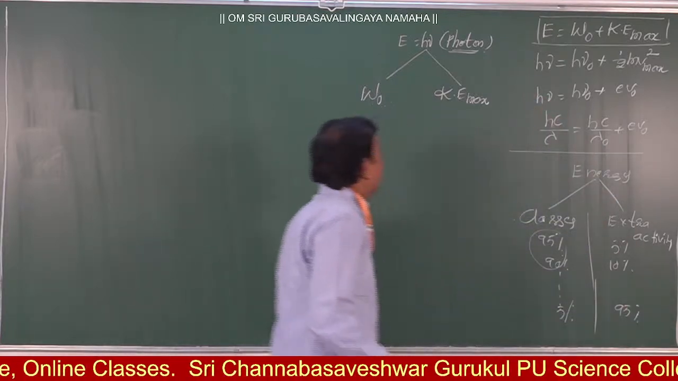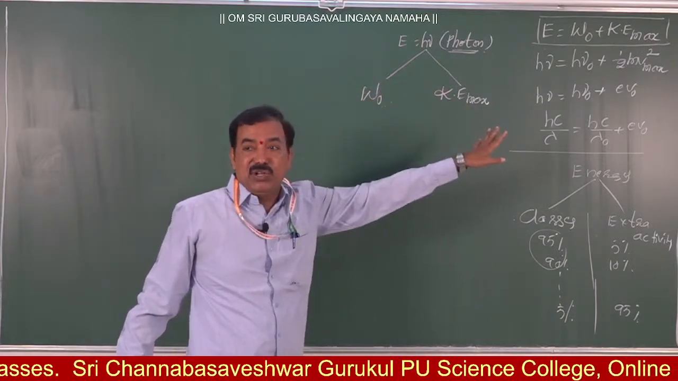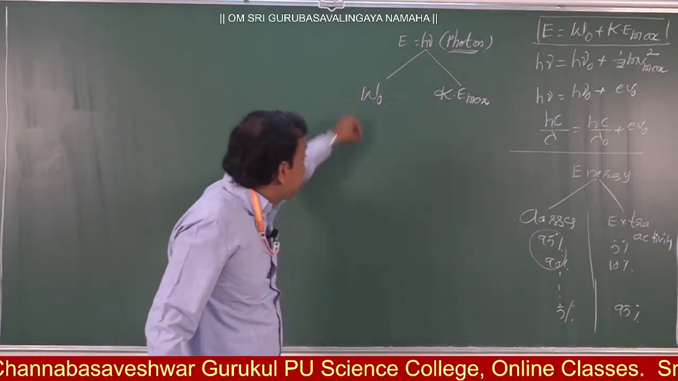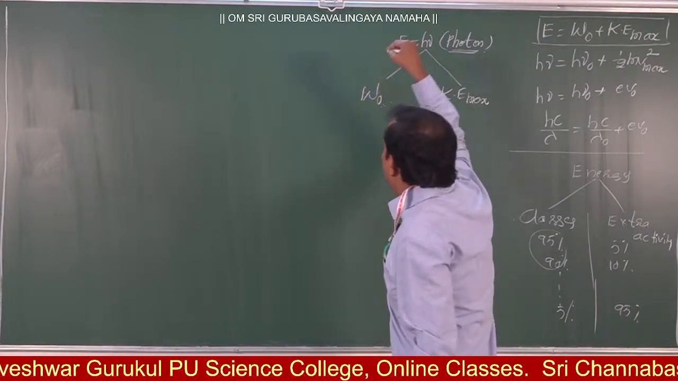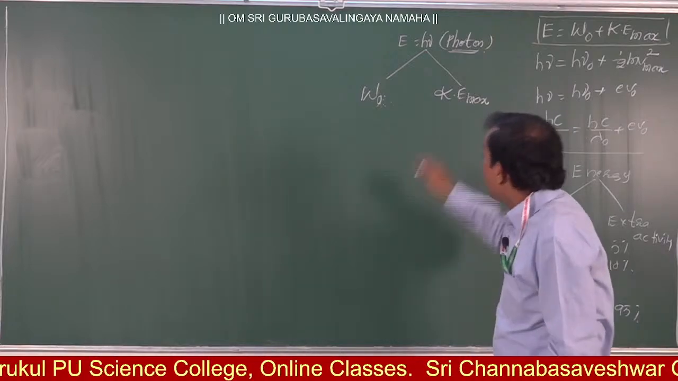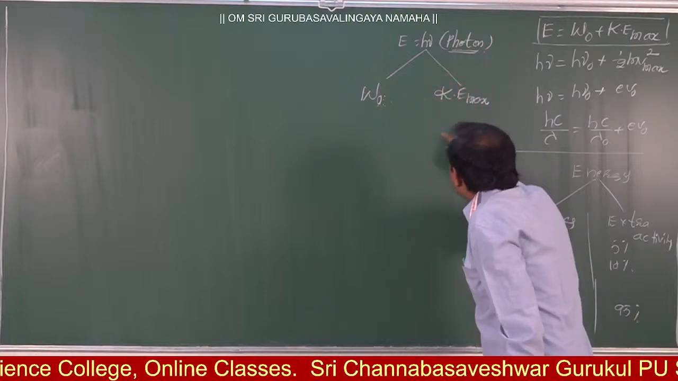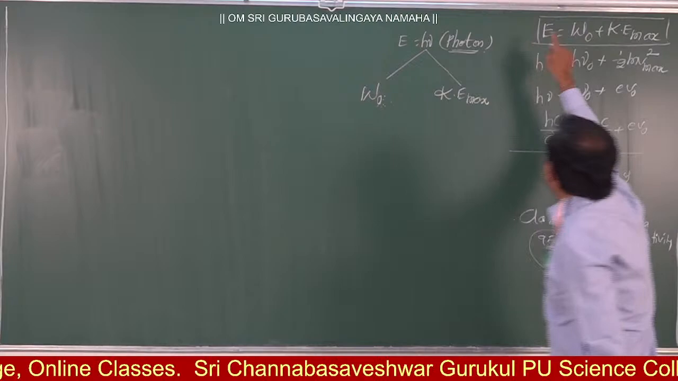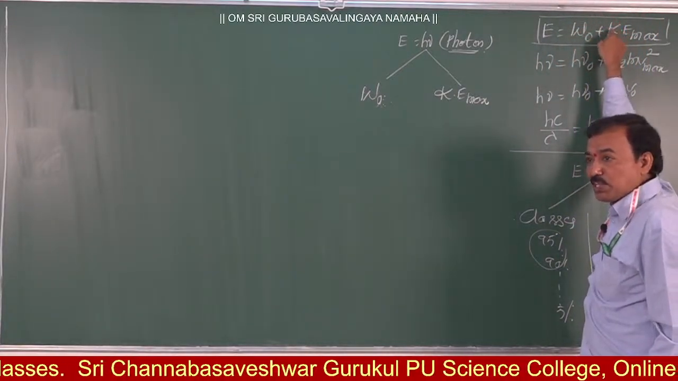Similarly here, the total energy is used in two ways. How many ways? Two ways. Some of the energy is used to remove the electrons from the metal surface, hence it is known as the work function. And the remaining energy is used to increase the velocity of the electrons. Hence what is the equation? E is equal to W naught plus Ke max. So E is equal to W naught plus Ke max, okay?